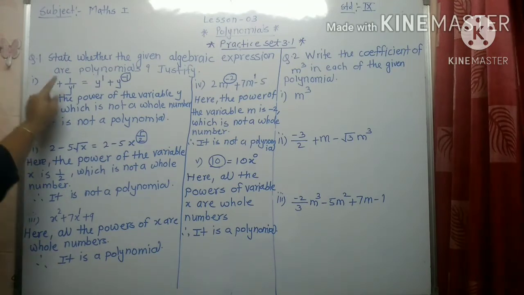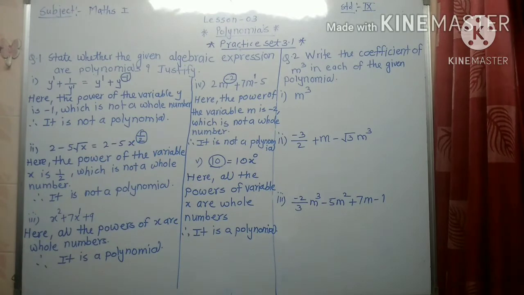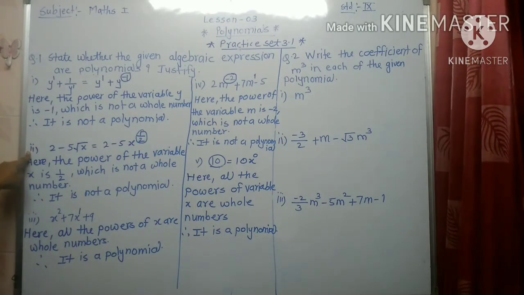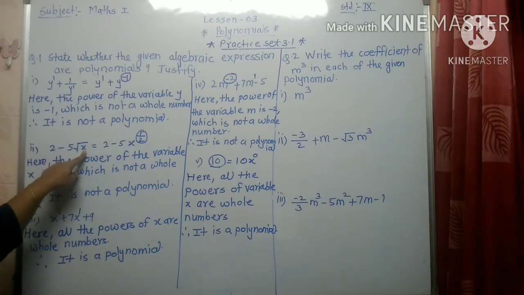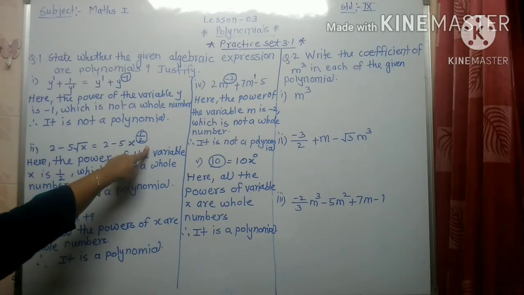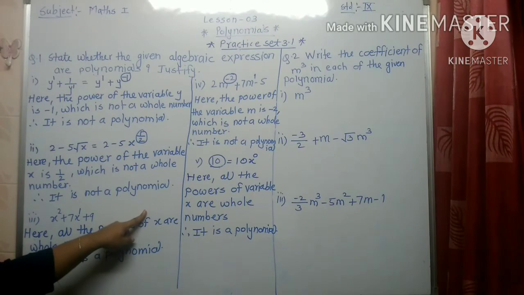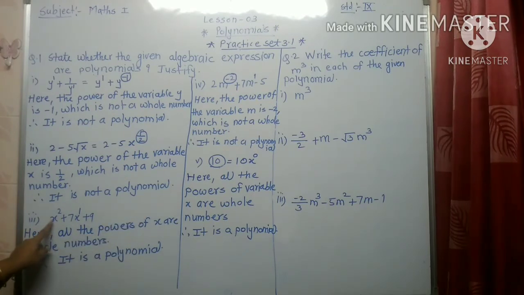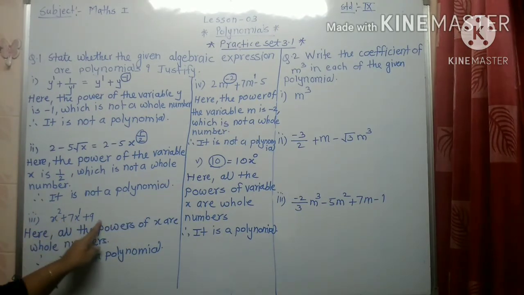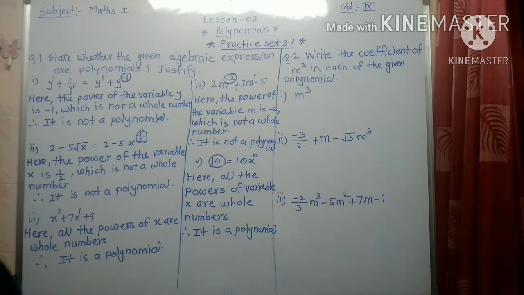So, the first algebraic expression is not a polynomial. Understood? In the second example, the power of this variable x is 1/2, which is not a whole number. Hence, it is not a polynomial. Now the next, here all the powers of this variable x are whole numbers. Hence, it is a polynomial.